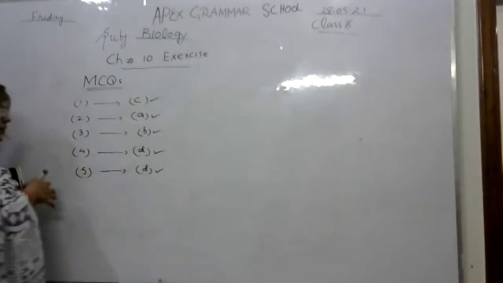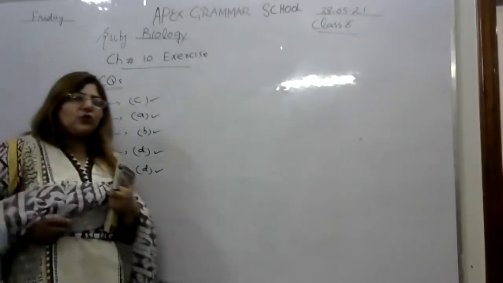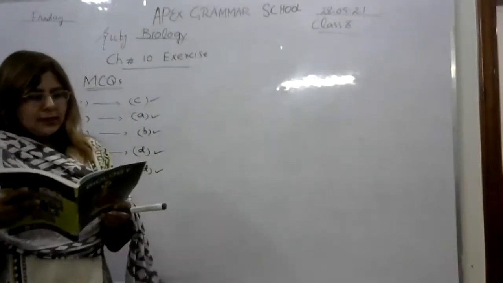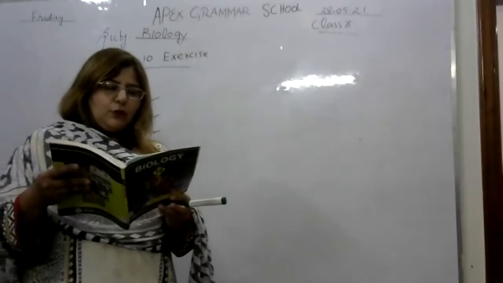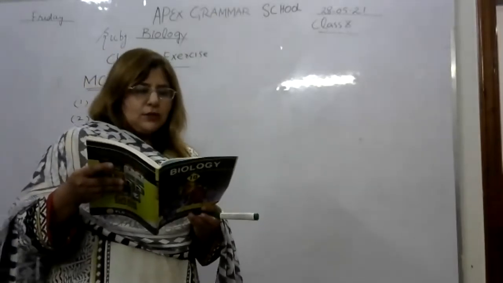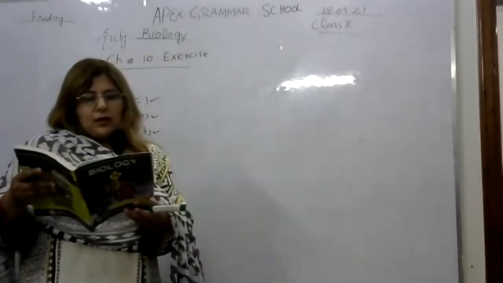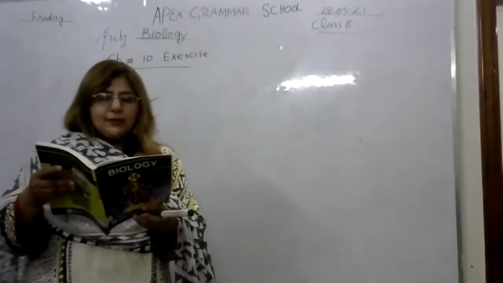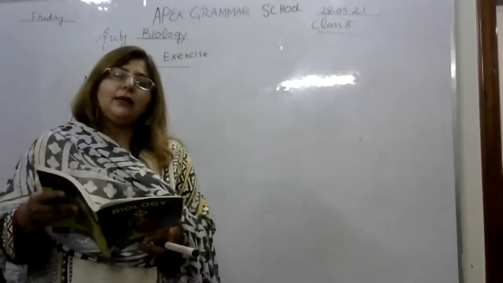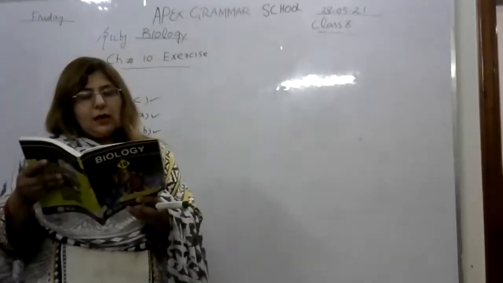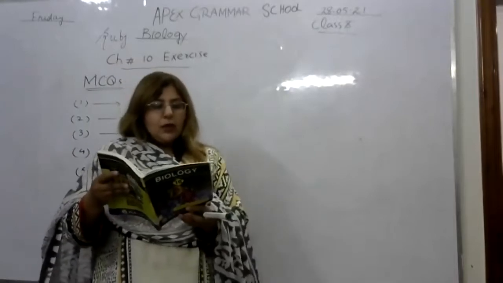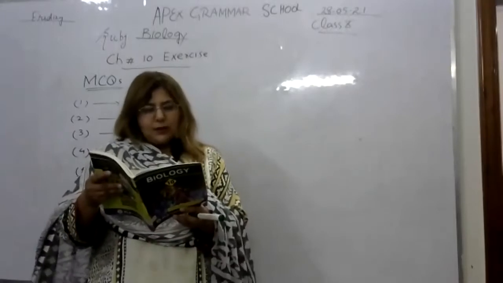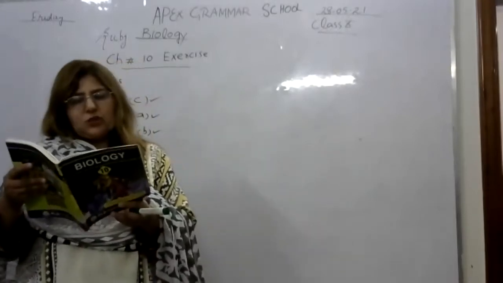So this is the right answer. Now we will go to question number 6. Get your book, question number 6. The primary chemical stimulus for breathing is the concentration of. Okay, the primary chemical stimulus. Which chemical is responsible to stimulate breathing in our lungs, in our blood? The options are carbon dioxide in blood, oxygen in blood, carbon dioxide in muscles, oxygen in muscles.